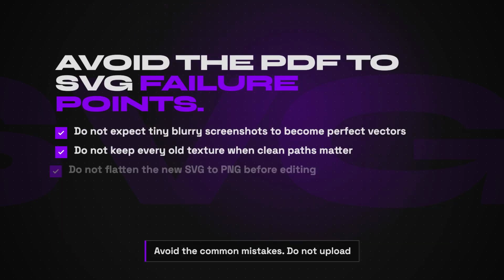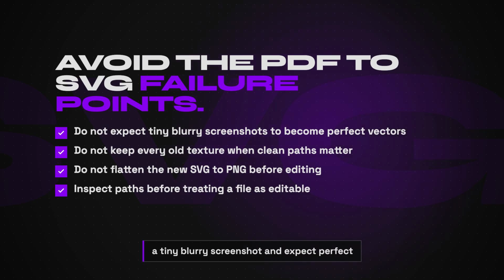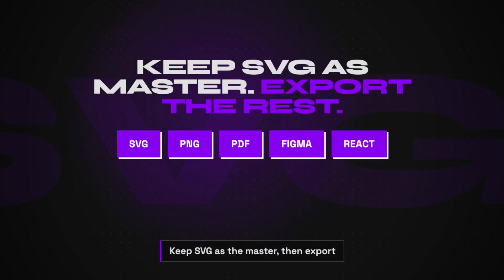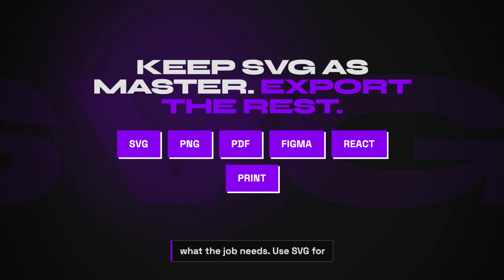Avoid the common mistakes. Do not upload a tiny blurry screenshot and expect perfect vectors. Do not preserve every texture when you need clean paths. Do not flatten the new SVG to PNG too early. And do not assume a file is editable just because the extension says SVG. Keep SVG as the master, then export what the job needs. Use SVG for websites and design tools, PNG for previews, PDF for sharing, Figma for polished design, and clean code for product interfaces. One rescued PDF graphic can become a proper asset again.